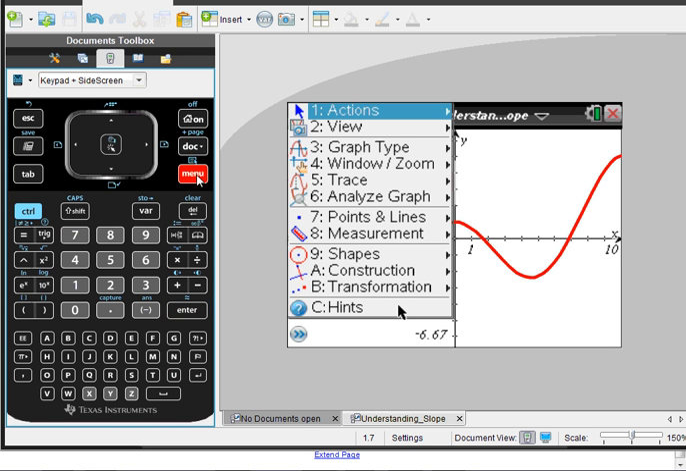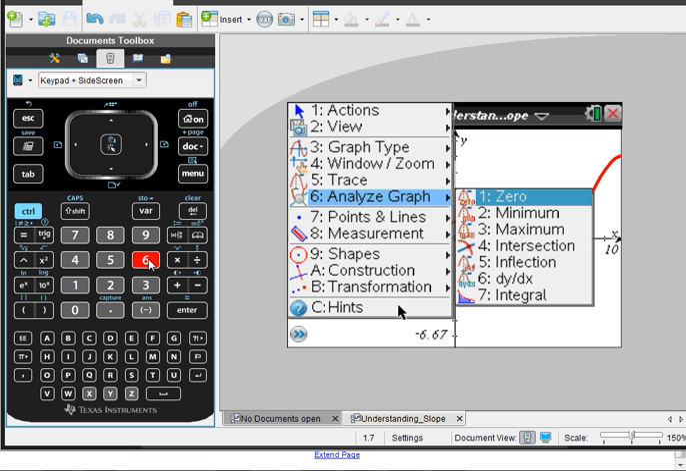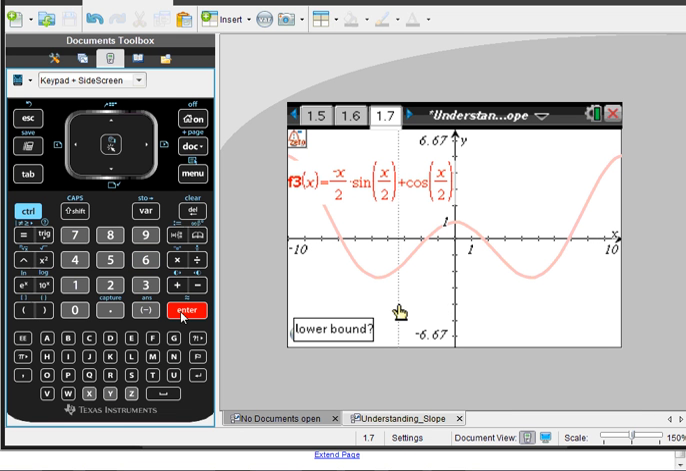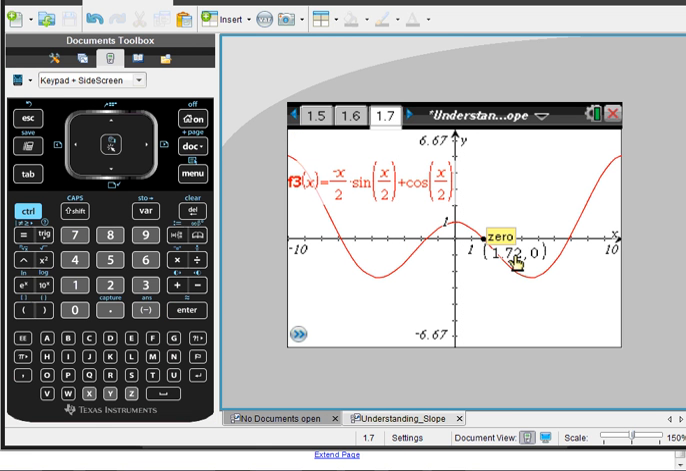There are a couple ways to do it. Personally, I like this way. I want 0, enter, and all I have to do is touch it. Do I want a negative number or a positive number? Positive, so I'll touch it there and there. There you go, 1.72.